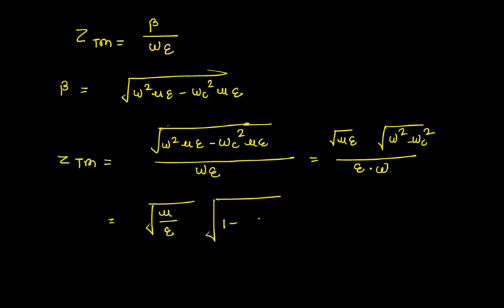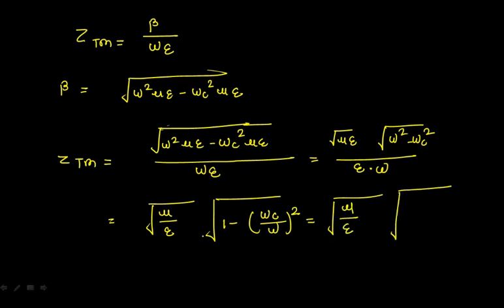Times the square root of 1 minus omega c by omega square. So again writing this one, this will become the root of mu by epsilon. And now omega c, if I further write here, omega c is equal to 2 pi fc, and this omega is nothing but 2 pi f. Okay, if I put all those values, the 2 pi will get cancelled.